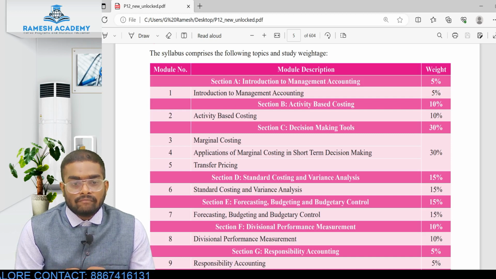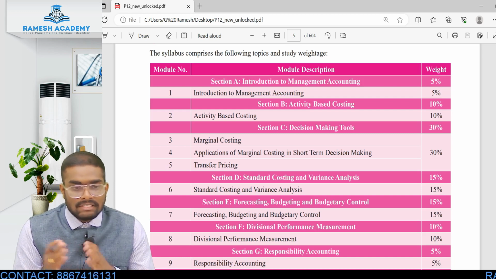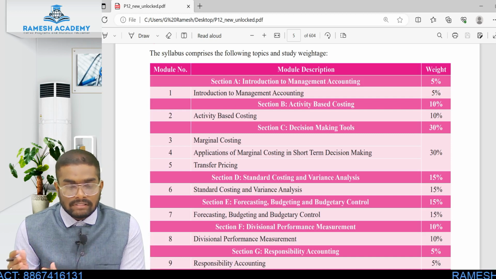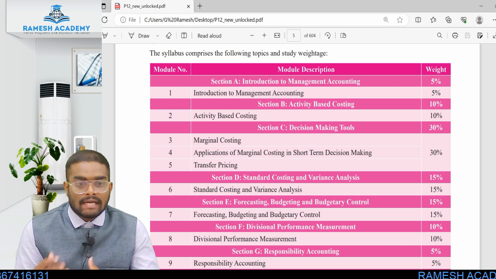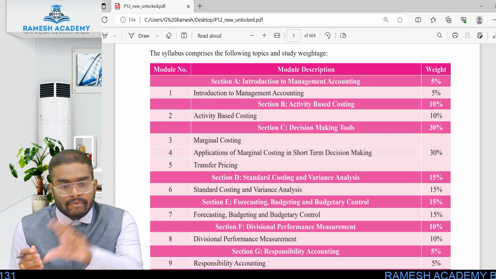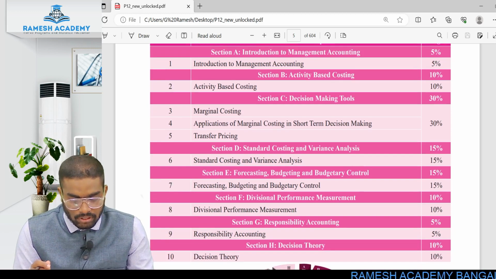Next we'll be going through activity based costing. What is activity based costing? What are the formulas of activity based costing? Why activity based costing? Why is there a shift from traditional to activity based costing, and all those things.